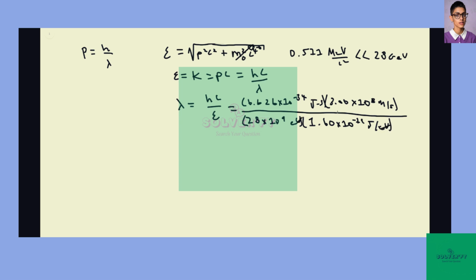So those cancel. The joules cancel, the seconds cancel, and you just end up with meters. So the wavelength of a 28 giga electron volt electron is going to be 4.4 times 10 to the minus 17 meters, or 44 attometers. I'll just call it AM. Attometers. So very, very, very short wavelength, very, very, very high energy electrons.